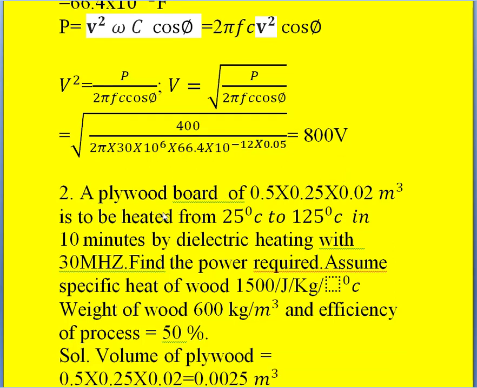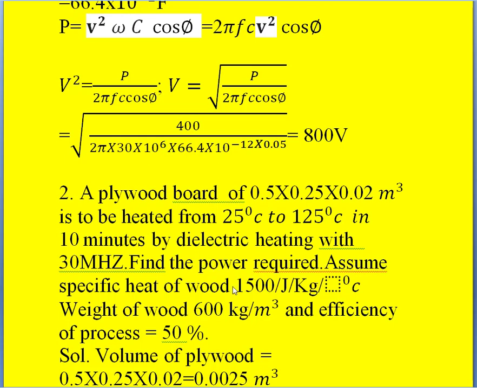Next, coming to the next problem: a plywood board with the dimensions 0.5 by 0.25 by 0.02 meter cube. That means length, width, and thickness are all in meters. It is to be heated from 25 degrees centigrade to 125 degrees centigrade in 10 minutes by dielectric heating with a 30 megahertz frequency supply. Find the power required.